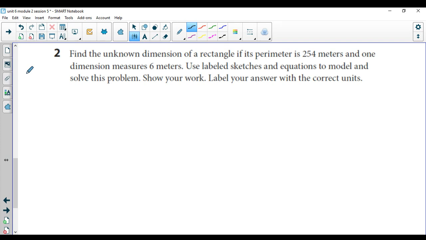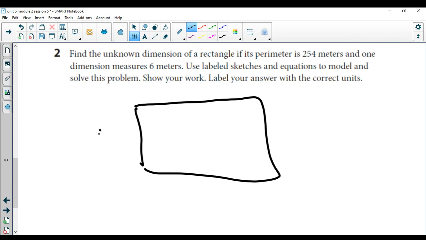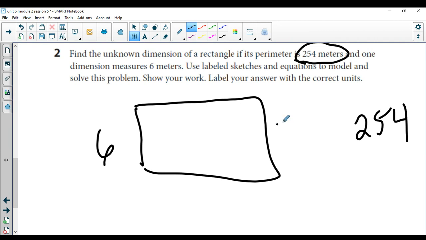All right, welcome back. You guys, I have to do a drawing for this. Okay, so one side is 6. We know the outside has to add up to 254. I'm just jotting down. So here's what I know. This side's going to be 6 because it's congruent to the other side. So I'm at 12 now. So I am going to take 12 from 254, and you can do that however you want. I'm just going to go backwards 10, get 244, and then go backwards 2, get 242.